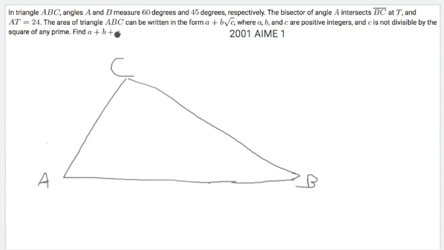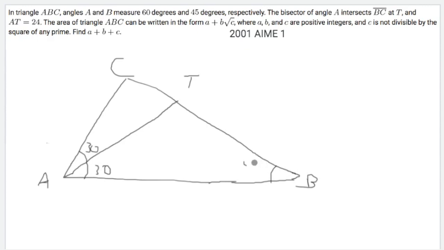Now it says the bisector of angle A intersects BC at T. If angle A is bisected, the bisector divides it in half, and this is the segment, and it intersects BC at T. By the way, remember when we saw the term trisect? Trisect meant it divided the angle into 3 equal parts. Bisect is similar, it's just 2 equal parts. If 60 degrees is divided into 2 equal parts, it's 60 divided by 2, which is 30. So this is 30, and this is 30. What else do we know? We also know that B is 45.